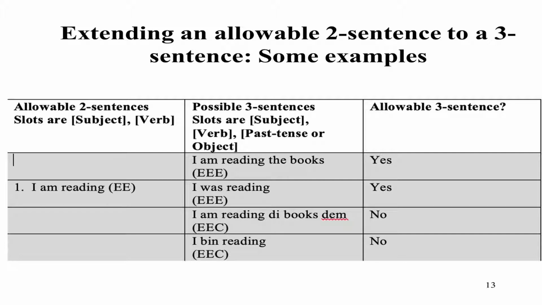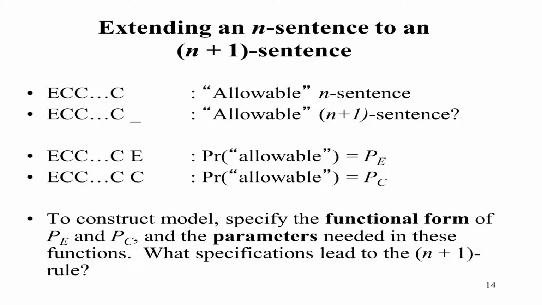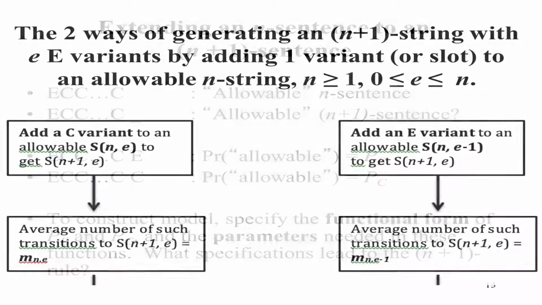And then these are allowable. Let's say you start with an allowable 2 sentence. How do you proceed to get an allowable 3 sentence? Some of them are allowable, and some of them are not. Another way of presenting this, what I call an extensional approach: here is an N sentence. Put another, an N plus 1 slot, and the question is, if this is allowable, what's the chance that this one is allowable? This slot could be filled by an E or by a C, and the probability of allowable I'm going to write as P sub E and P sub C. So this general approach boils down to specifying 2 functions, P_E and P_C. It'll have parameters, it'll have a functional form, and so on.